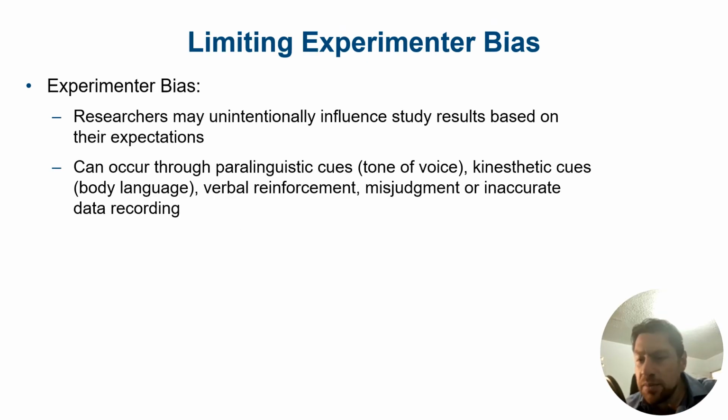Okay, so experimenter bias, as we've mentioned in the previous slide, this occurs when a researcher, right, the scientist conducting the study, unconsciously, unintentionally, inadvertently influences the behavior of a participant by their own actions or by their own expectations. And this can occur in many different ways. So for example, paralinguistic cues, the tone of voice with which a scientist speaks to the participant can in principle affect their behavior.